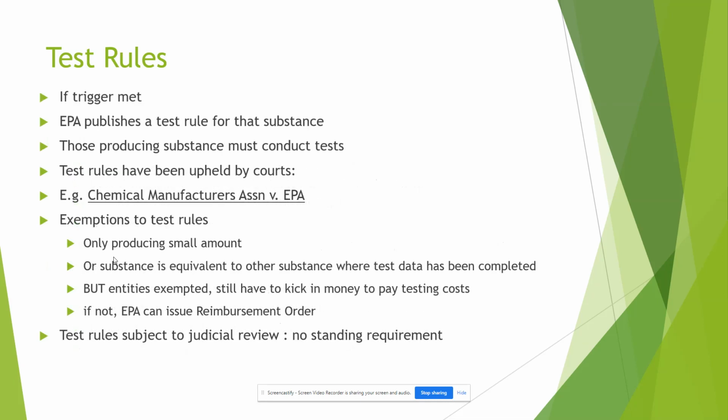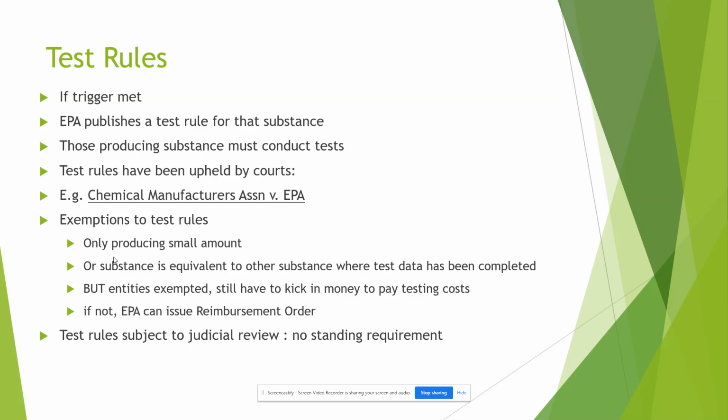If one of the triggers is met, then the EPA publishes a test rule for that substance. Okay, and then anyone who is producing that substance must conduct the tests. And the testing rules have been upheld by courts, like in the Chemical Manufacturers Association versus the EPA case on page 247.